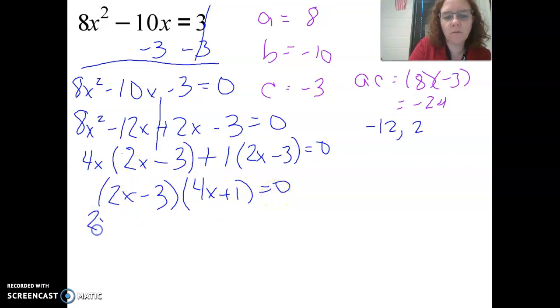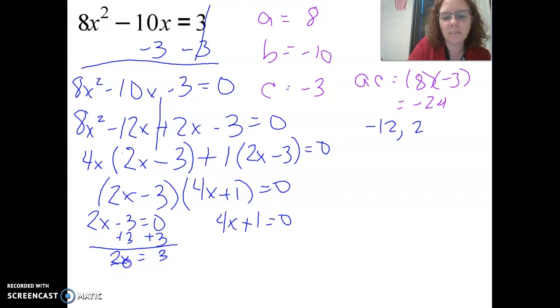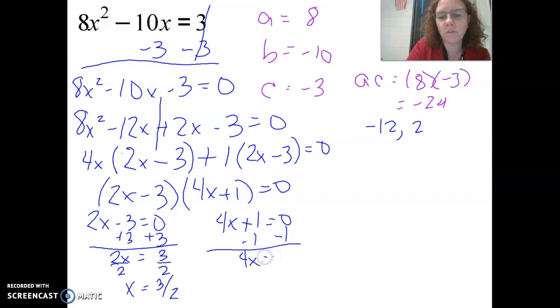All right, now I can use my zero product property because I have two things multiplied together to be 0. So that means either the first one equals 0 or the second one equals 0. Do the opposite operation to solve on both of these. I'm going to try to write a little bit smaller so I don't run out of space. I'm just doing the opposite operation here to solve. So I get 3 halves on that one. And let's do the same thing here. Do the opposite operation to solve those linear equations. All right, and I've got this.